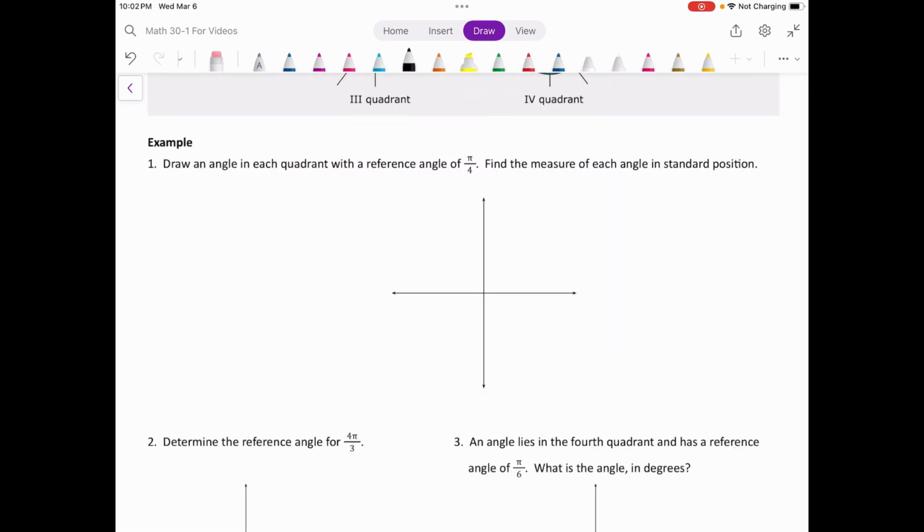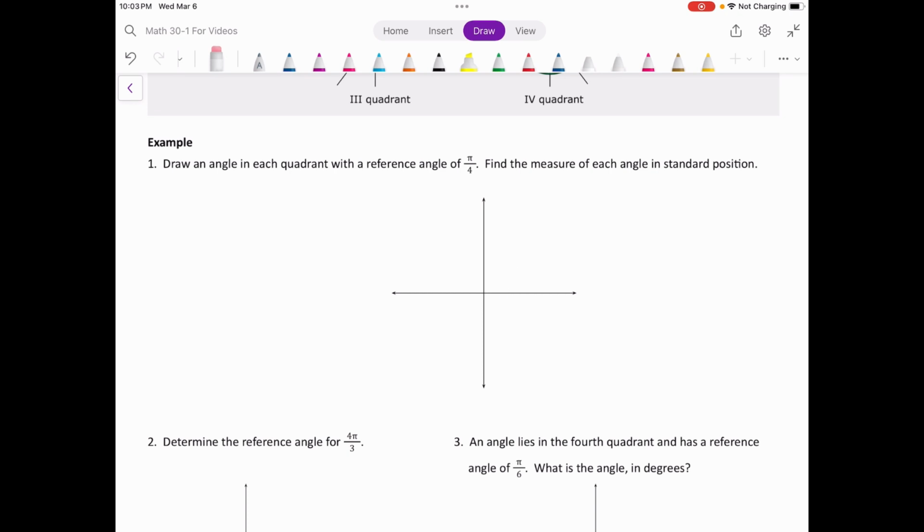So for this first one here, it wants us to draw an angle in each quadrant with a reference angle of pi over 4, and then find the measure of each angle in standard position. Well, let's just do that first. Let's draw the terminal arm such that the reference angle would be pi over 4. In quadrant 1, a reference angle of pi over 4 would look like this.